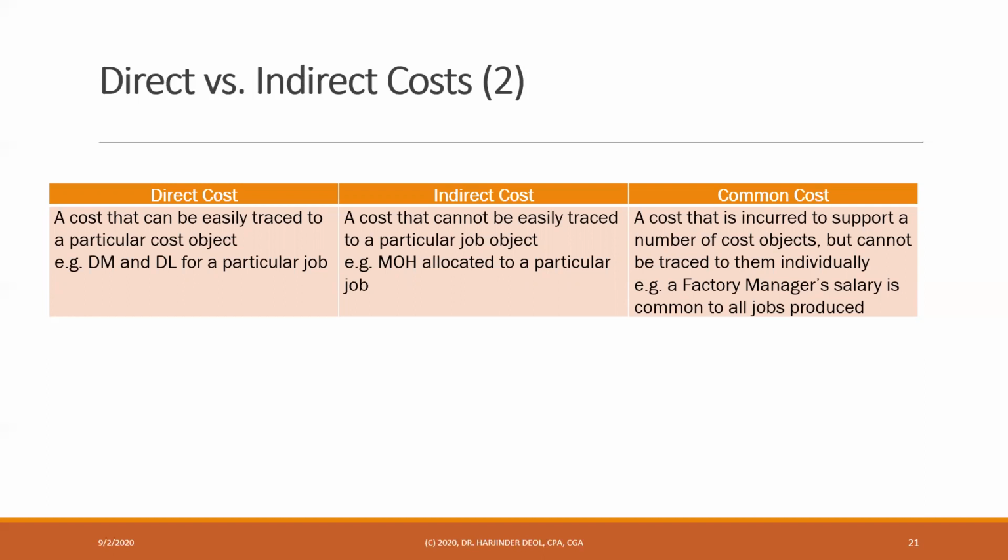Now, there is something called a common cost as well. A common cost is a cost that's incurred to support a number of cost objects, not just one cost object, but it can't be traced individually back to those cost objects. So a factory manager's salary, assuming a company produces more than one type of product or produces more than one job, is common to all of those jobs produced. So this one ends up being allocated on some basis. Okay.